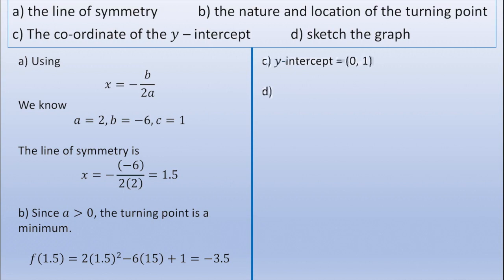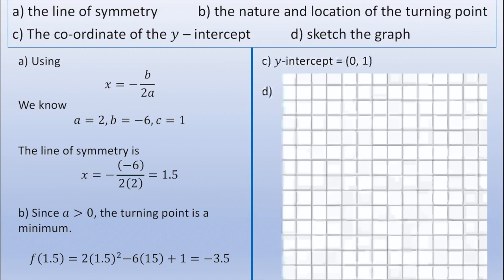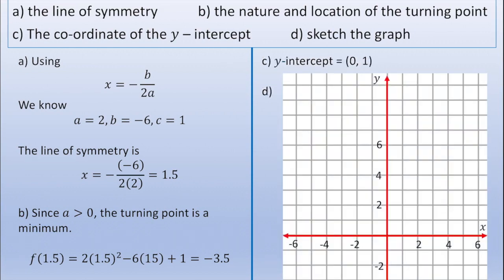Now, generally when sketching the graph, you're not given a grid paper. But in this case, I'm using a grid paper to illustrate a few points. Alright, first you've got to draw the x and y axis. With a grid paper, I know the scale: minus 6, minus 4, minus 2, 2, 4, and 6 for the x-axis, and you can label the y-axis as well. Then I will first plot the turning point. You know that it's (1.5, minus 3.5).